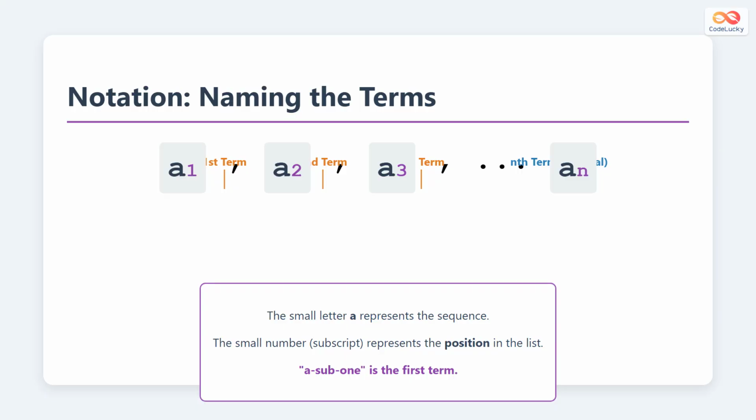Mathematicians use specific notation to talk about these terms without writing out full sentences. We usually use a lowercase letter like a to represent the sequence. Then, we use small numbers called subscripts to indicate the position. A sub 1 is the first term, a sub 2 is the second, and so on. A sub n refers to a term at any general position n.